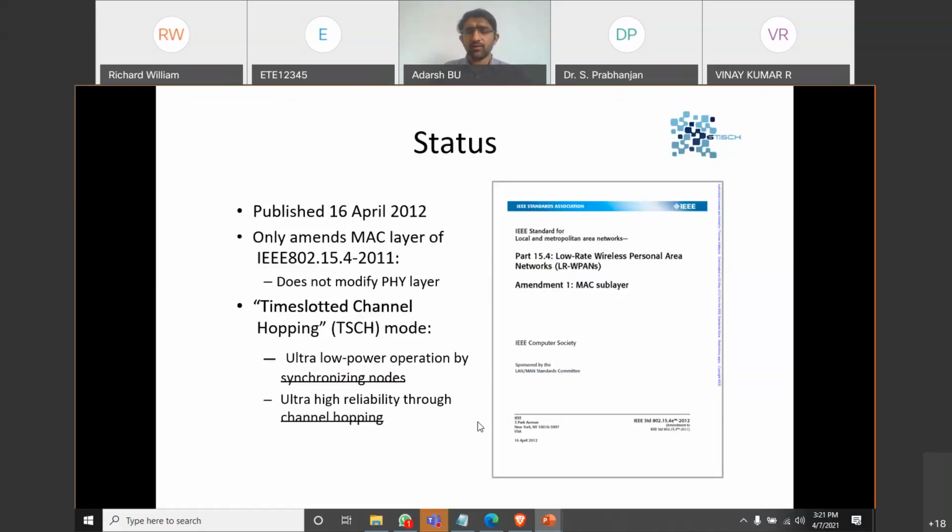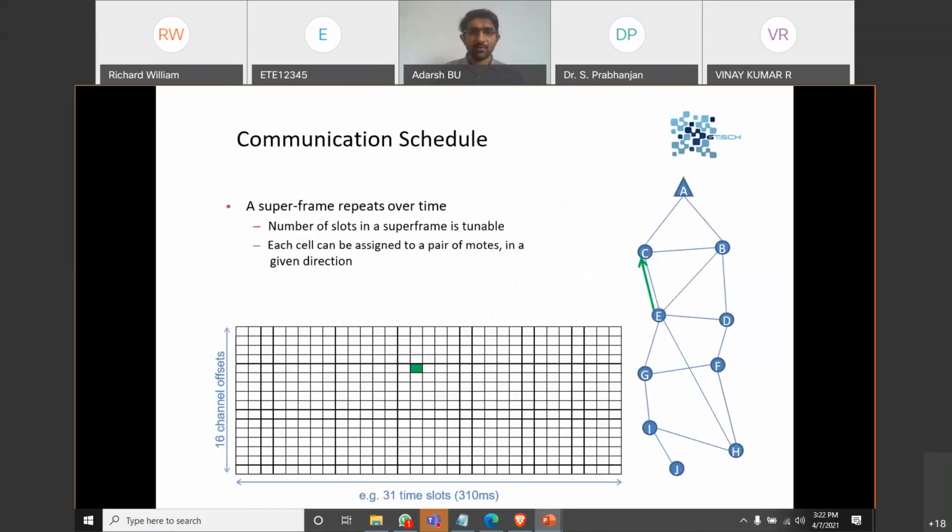The first standardization was published on April 16th, 2012, which is a very old one. So you can refer to that document just for reference. I am keeping up.